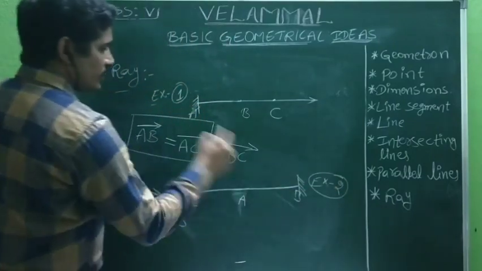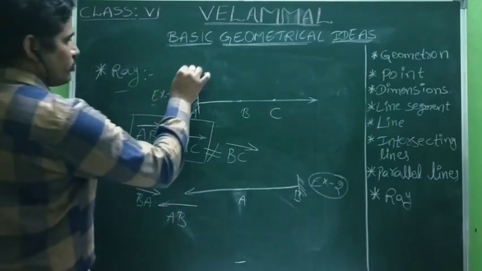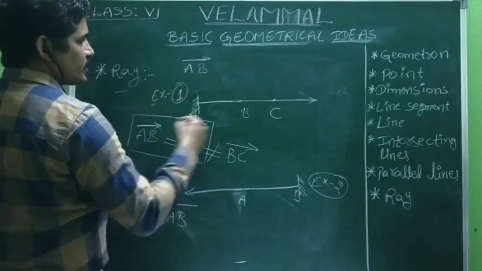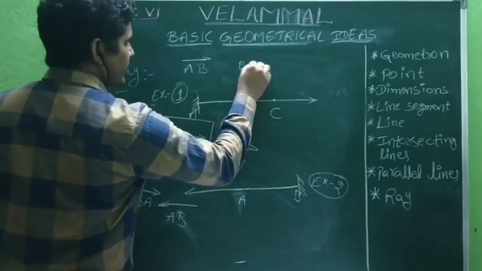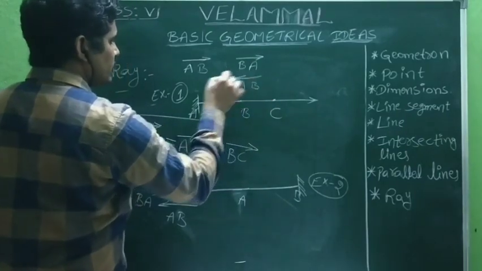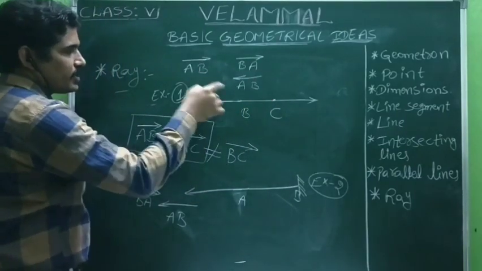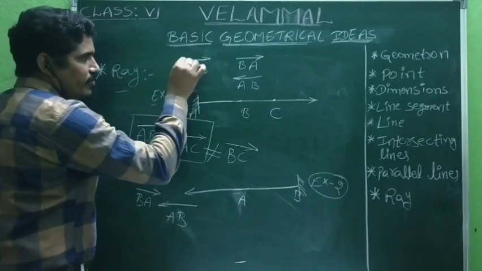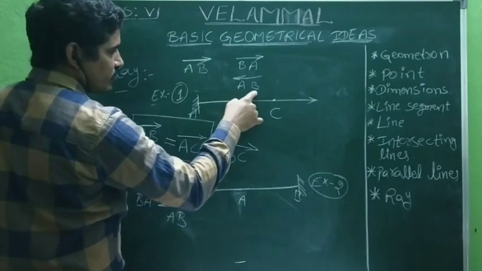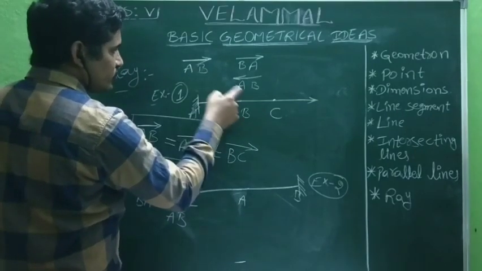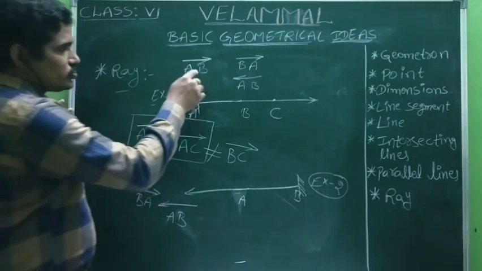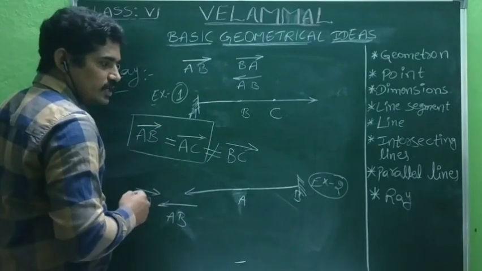Now, if we observe the 1 and 2, both AB only I have taken, so AB it is in this direction, and if we take BA or else AB. See, both are the same points I am taking, and it is moving in this direction towards B, and it is moving towards A direction. Now these two we can consider as the opposite rays.